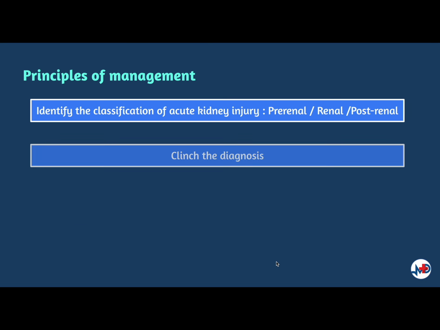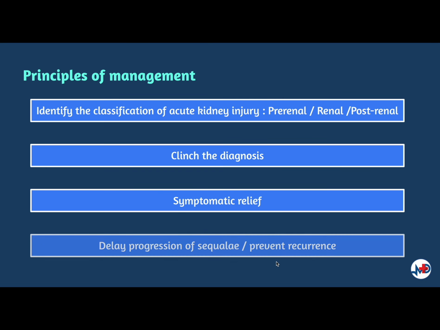Now let's take a look at the principles of management of acute kidney injury. First of all, identify the classification of acute kidney injury. Is it pre-renal, renal, or post-renal cause of acute kidney injury? Next, run the appropriate investigations to establish the cause as mentioned earlier.